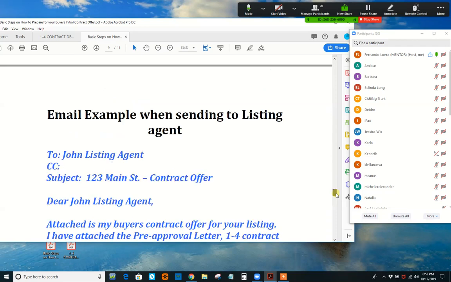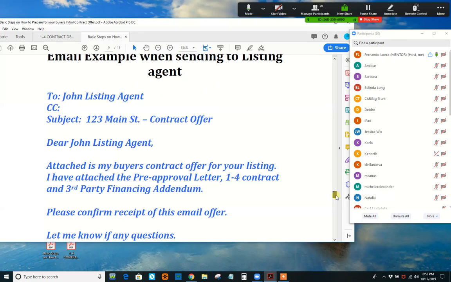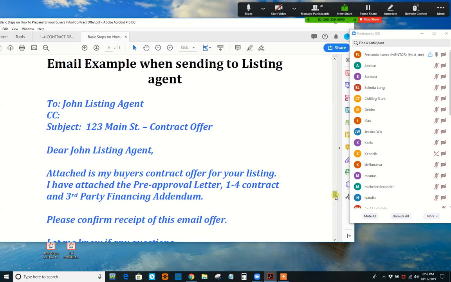So here's an example email that I normally suggest my students send. To John, listing agent, subject. That's one thing that I want you guys to really hammer down. I notice a lot of agents, for some reason, never update the subject line. That's a pet peeve of mine. Even though you're communicating, if the subject matter changes within that email, go ahead and update the subject line or append to it.